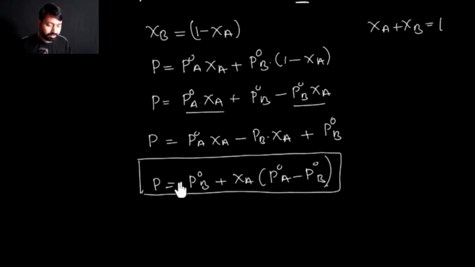Now depending upon this equation, we're going to form a graph, and from that graph we understand how the total vapor pressure can be calculated using the sum of the individual vapor pressures of the gases.